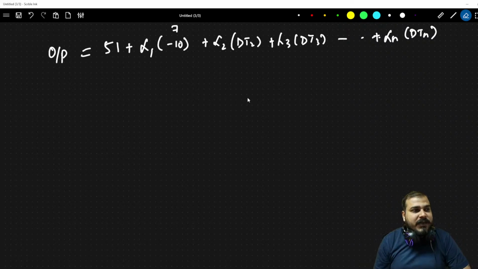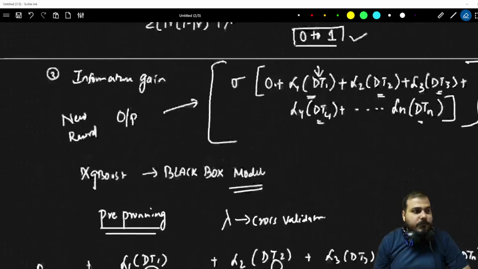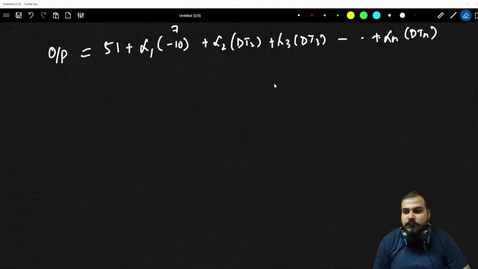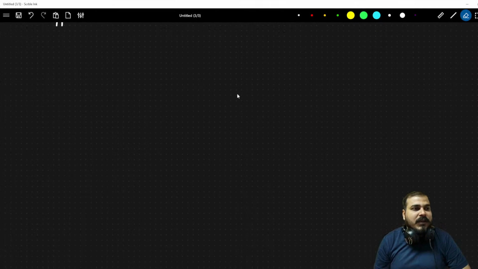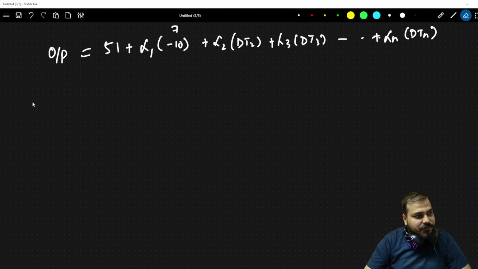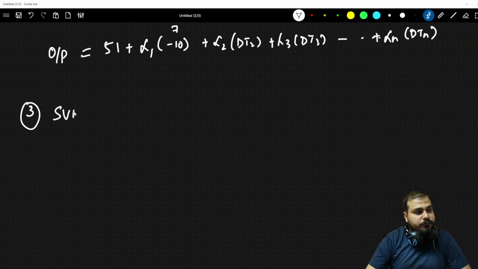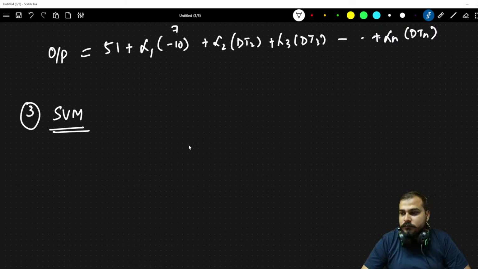Decision tree I have already explained in my previous session, guys. Now let's go to the third algorithm, which is called SVM. NLP is also there.